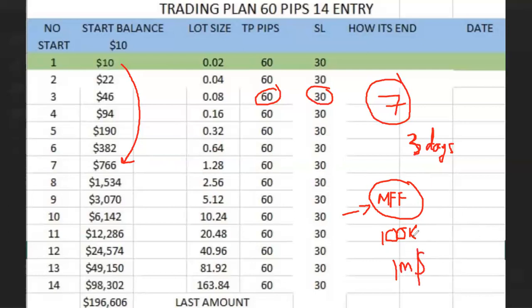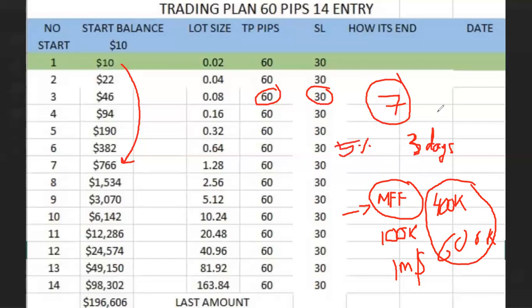A 1 million account, for example, you have MFF, 4 accounts with 400K, and then FTMO, 3 accounts for 600K, so you have 1 million. From this you can trade without pressure. I'm telling you the truth, without pressure. Every month you just need to get 5% of 1 million, which is 50K per month, and then half a million in a year.